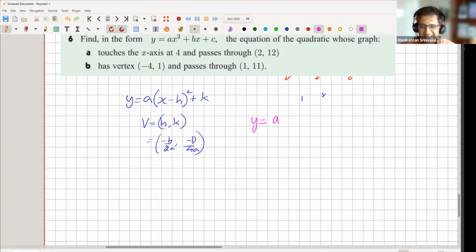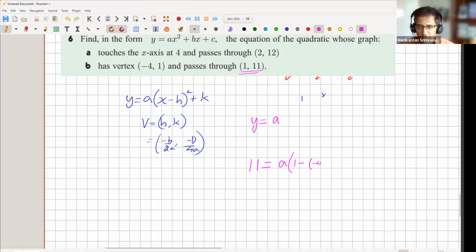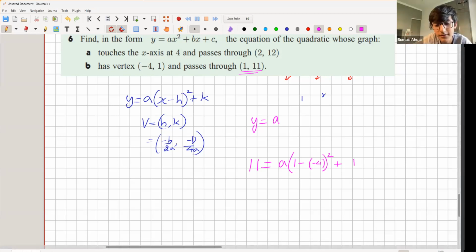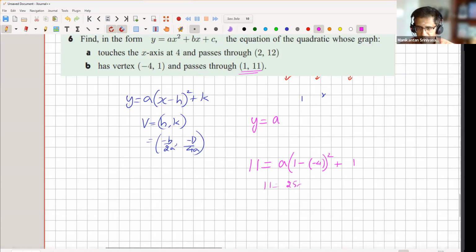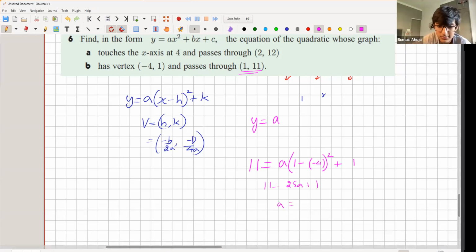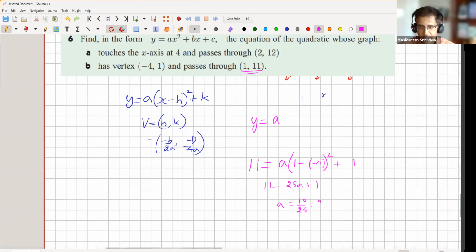Okay, so please repeat. So you said 1 equal to, is that what you said? No, 11 equals to. It passes through (1, 11), this one you're using. Yeah, so isn't this just 11 equals to? Okay, you're right. 11 equal to a times 5 square, which is (1 minus 4) whole square, plus k, which is 1. So 11 is equal to 25a plus 1. Therefore, a is just 2 by 5. Yeah, correct, it's 2 by 5.